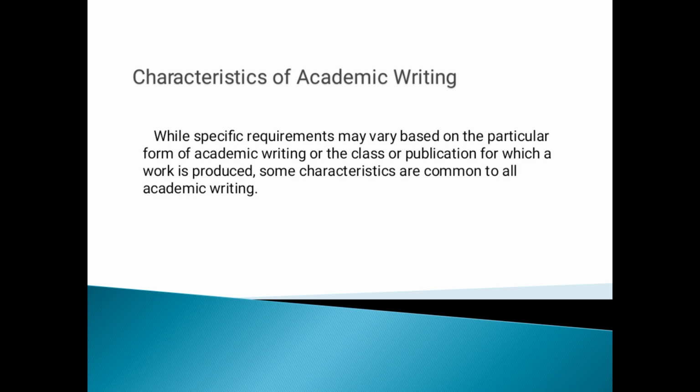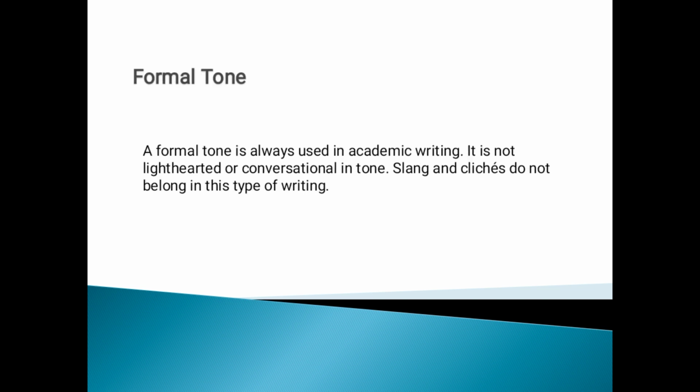Now, when we make academic writing, what do we need, what are its characteristics? Generally, academic writing is quite formal, and we have certain aspects to which we adhere, certain characteristics we must follow to write an academic report or academic thesis or whatever it may be. These characteristics involve, the first one is formal tone.